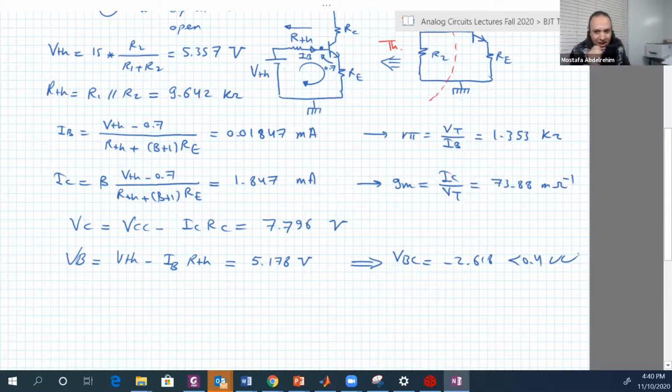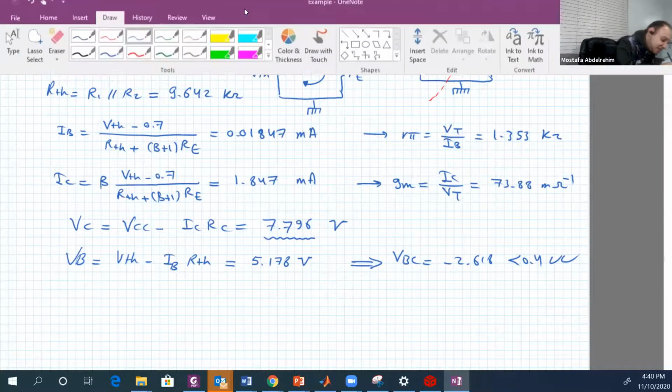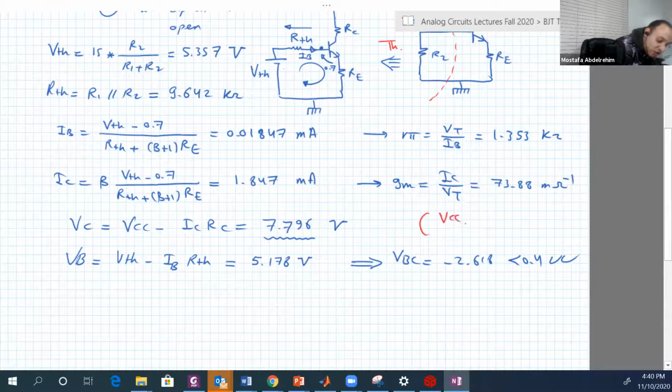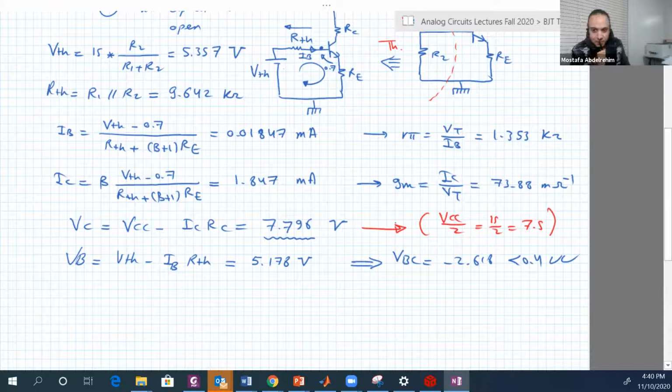One little note before we go to the AC analysis. Let's check VC. VC is equal to 7.796. Remember, in our first lecture on amplification, we said that one of the best values to design the circuit is to work at the middle of the active region, which is approximately VCC over 2. VCC over 2 is 15 over 2, which is 7.5. So this is actually near the middle of the active region, which is good. Just when you are making sense of the numbers.